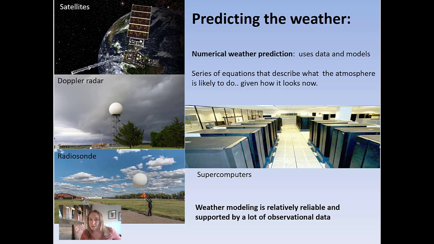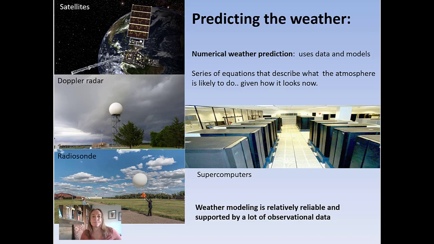This is very computationally expensive, so we have large banks of supercomputers that do the equations for us. And we trust these weather forecasts so much that we actually base behavioral decisions on them. For example, we will look at the weather and maybe decide how we're going to dress or where we're going to go today.